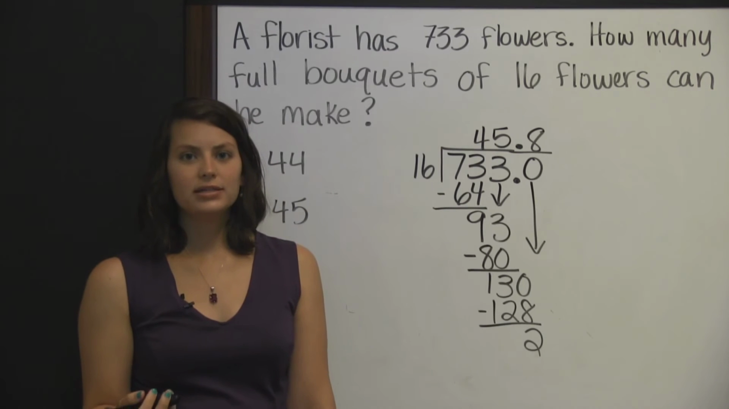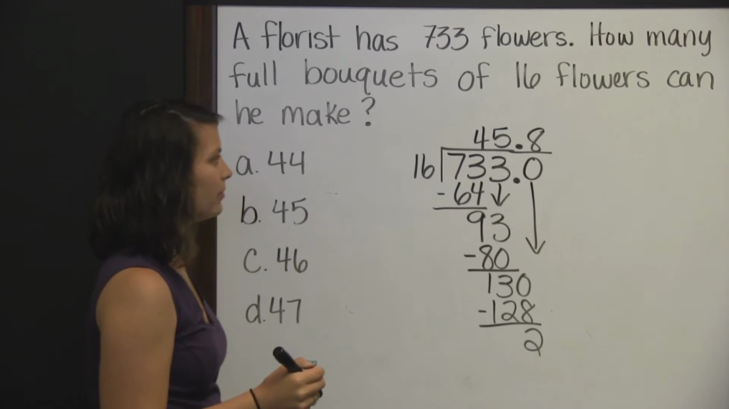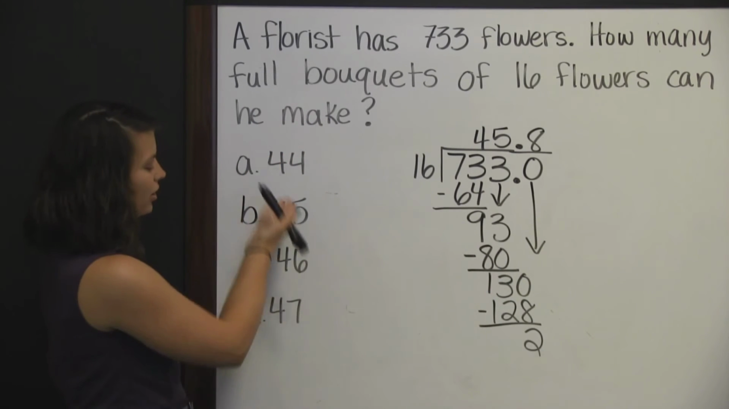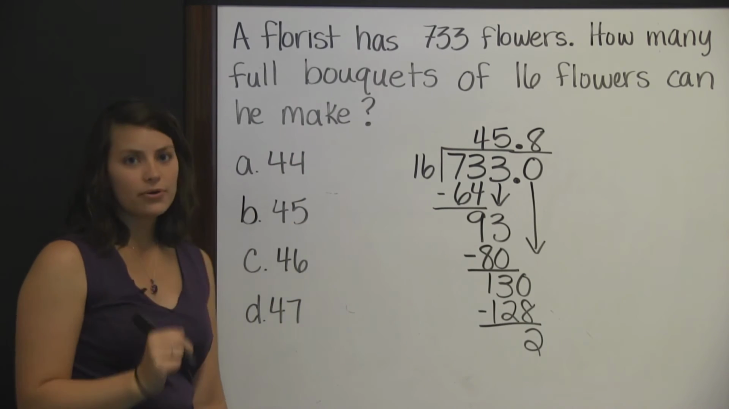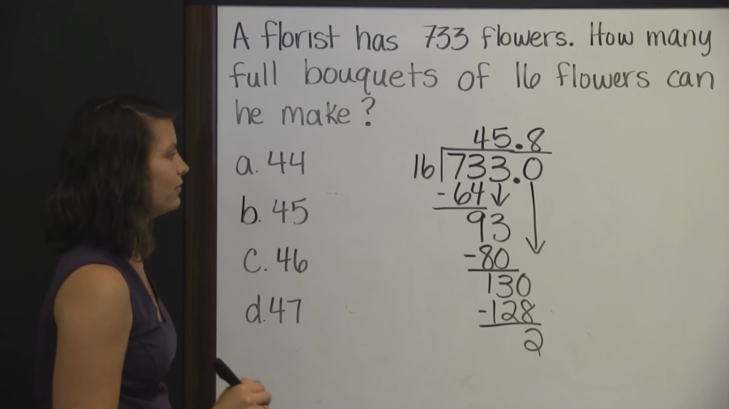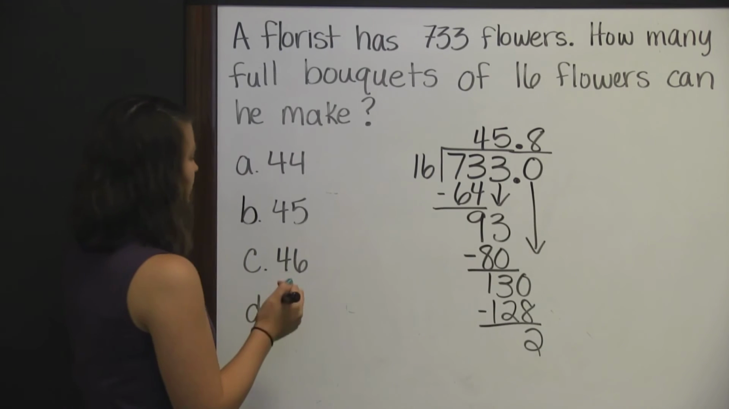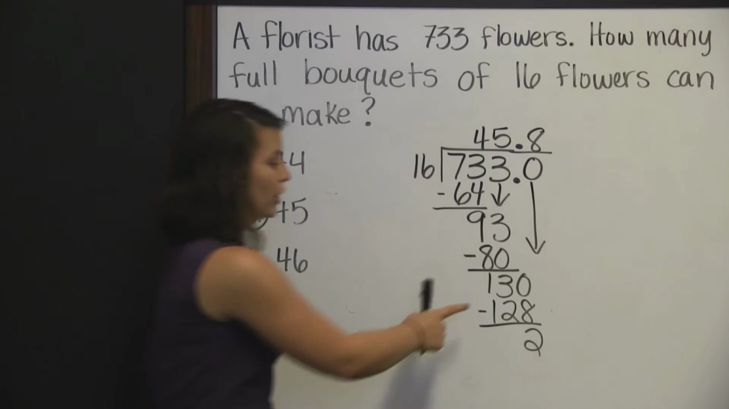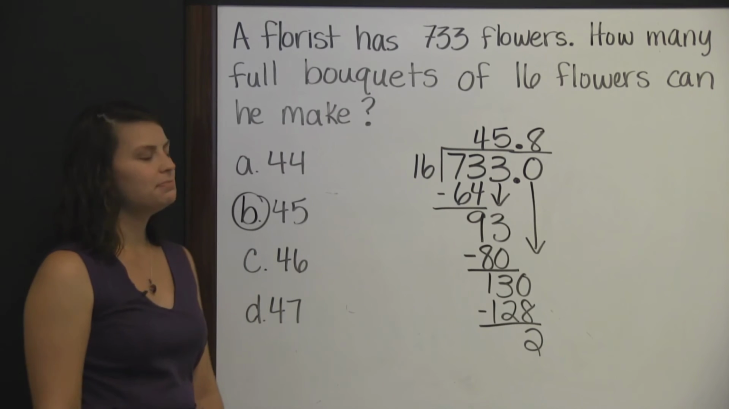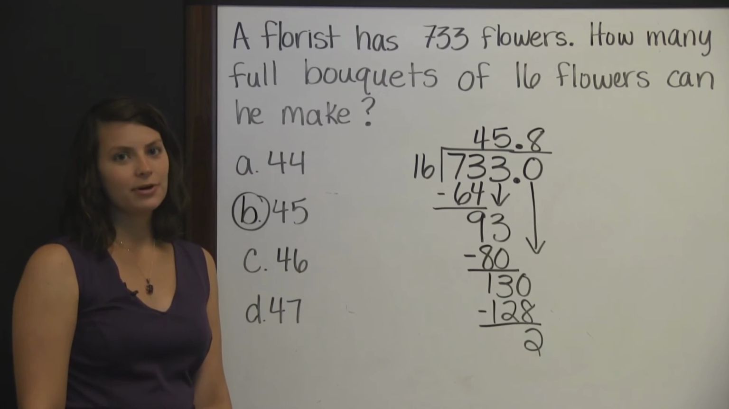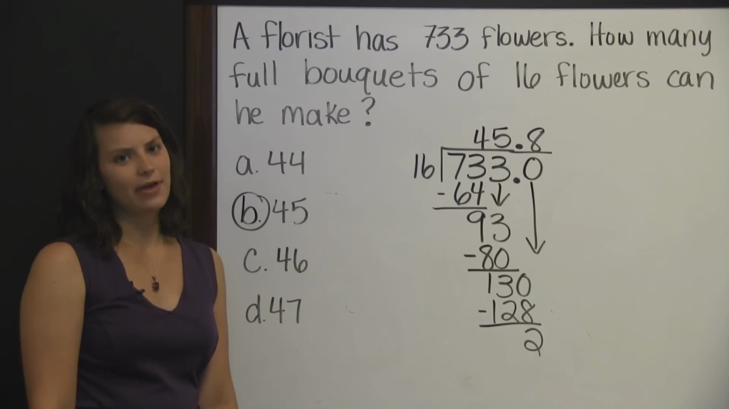And we could continue on until we have no remainder left. And we could find out what our whole answer is, the whole decimal number, but really it's not necessary. If we look at our answer choices, we've already found our answer. We were asked how many full bouquets could be made out of 733 flowers, and we found it. You can make 45 full bouquets with some flowers left over. Actually, 13 flowers is what would be left over, or 8/10. So our answer is B. 45 full bouquets of flowers can be made out of the 733 flowers using 16 in each bouquet.